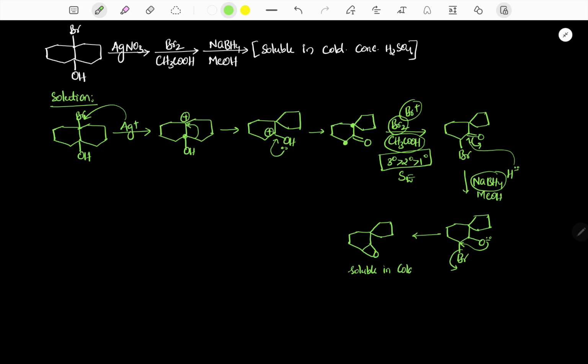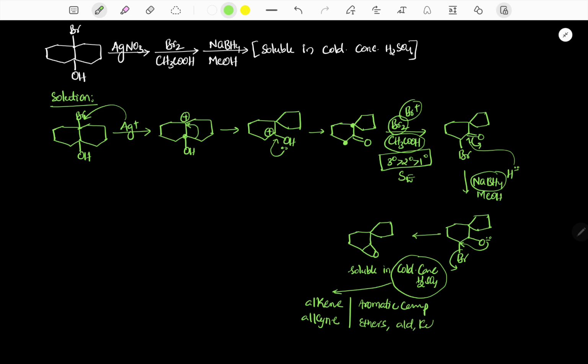So this epoxide is soluble in cold concentrated H2SO4. So for cold concentrated H2SO4, we can consider alkene, alkyne, aromatic compounds, ethers, and also aldehydes and ketones. So generally these functional groups are soluble in cold concentrated sulfuric acid.